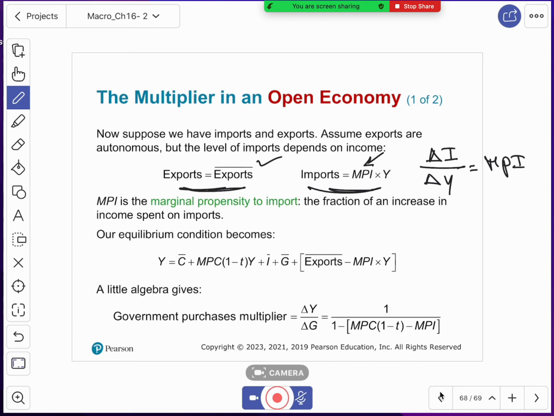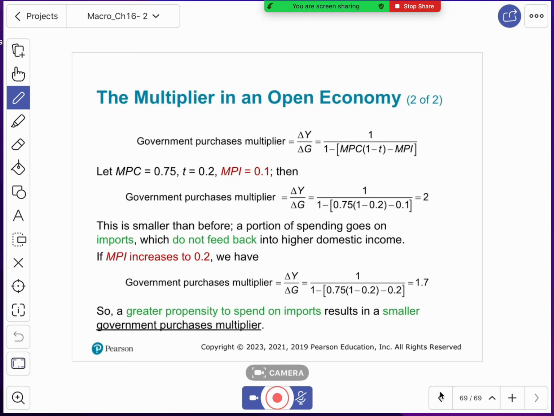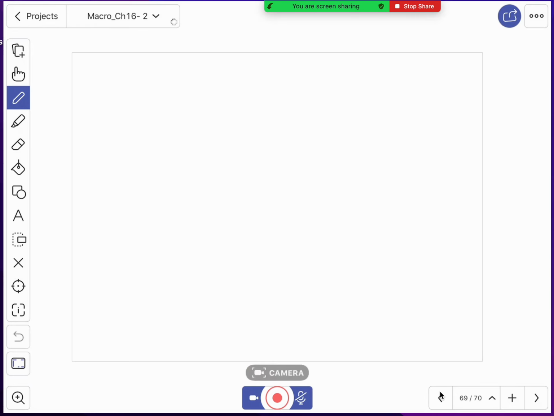All right. So here we're going to solve for the fourth type of multiplier, or I should say the third, because we combined the first one of tax and government together. So this one is an open economy multiplier with tax rate, right?